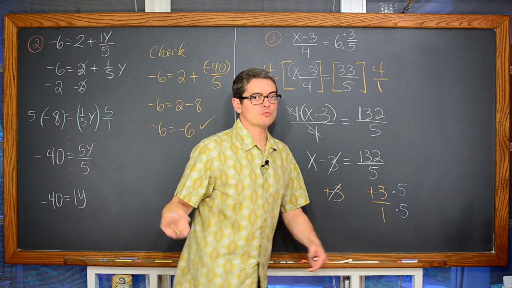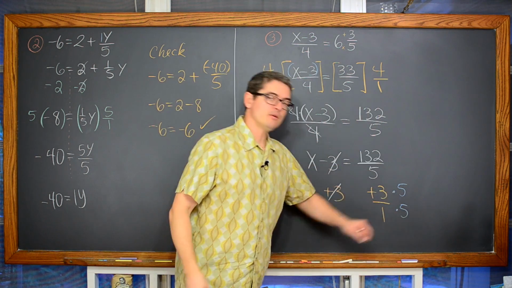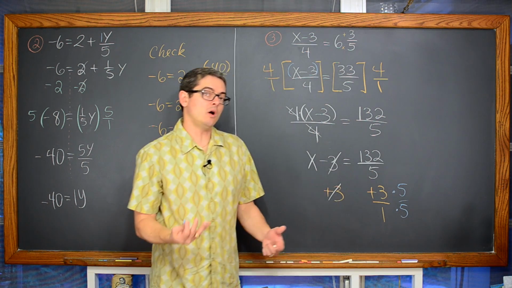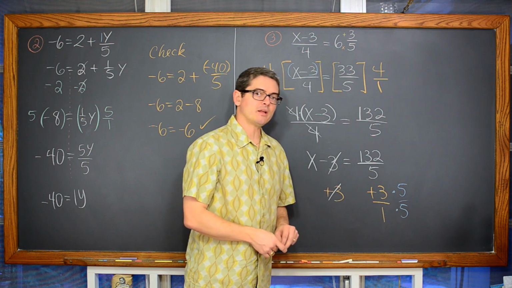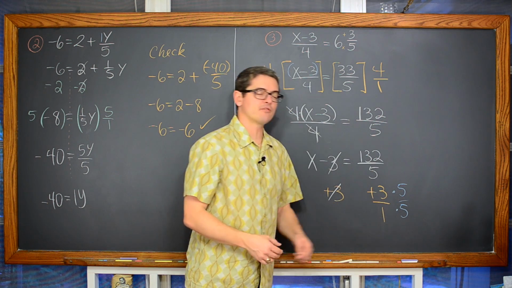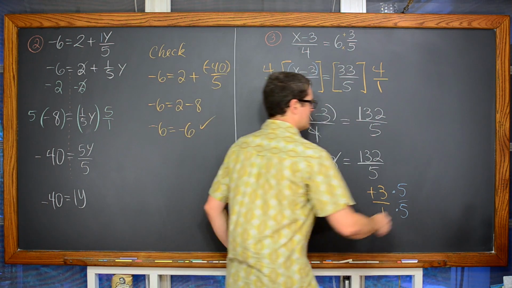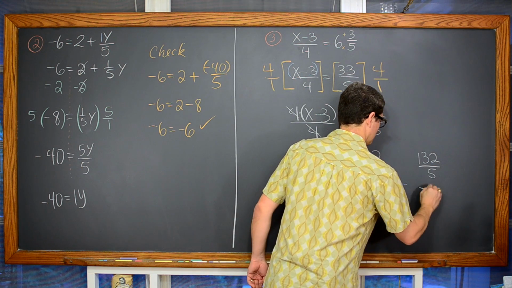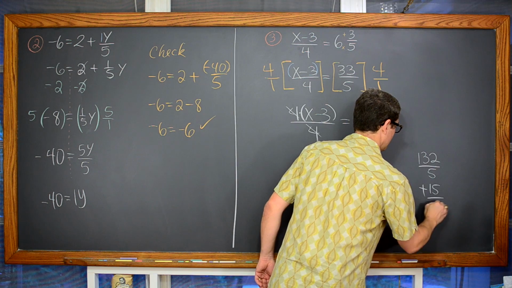And why do I have to multiply both the numerator and denominator by 5? Because 5 divided by 5 is equal to 1. So I'm effectively just multiplying by 1. I'm going to change the look of the fraction, but not its value. So now we have 132 over 5 plus 15 over 5.